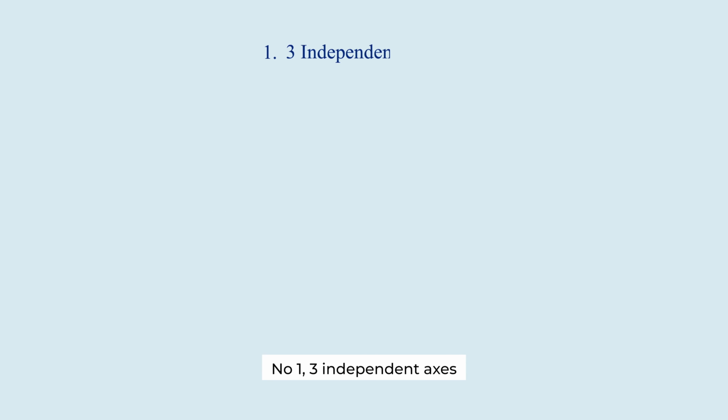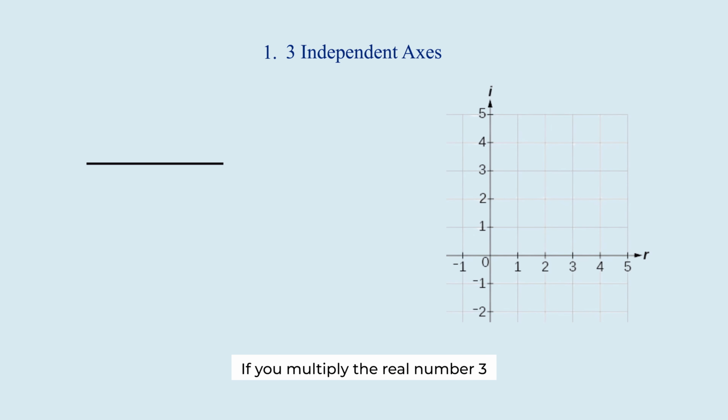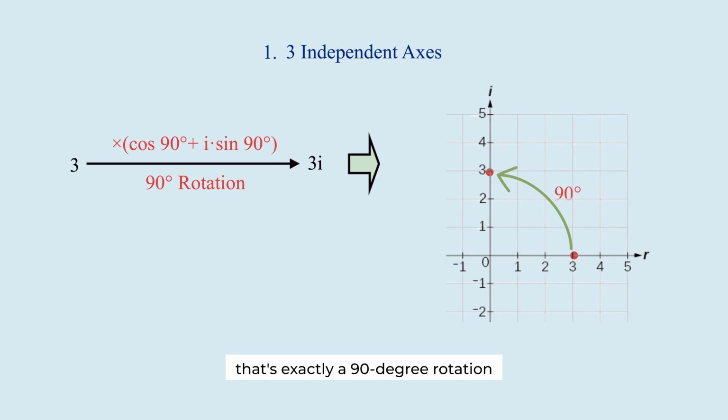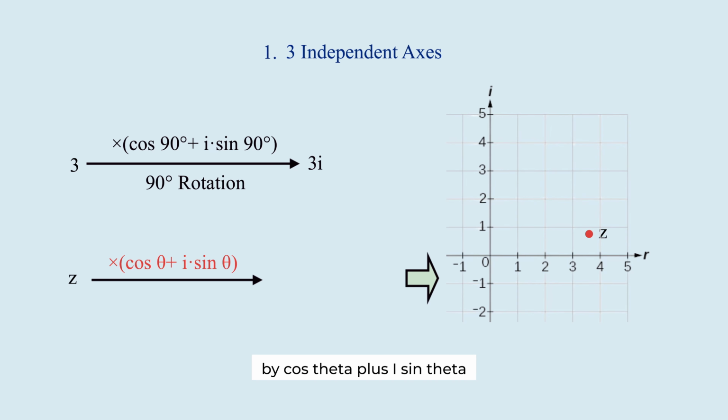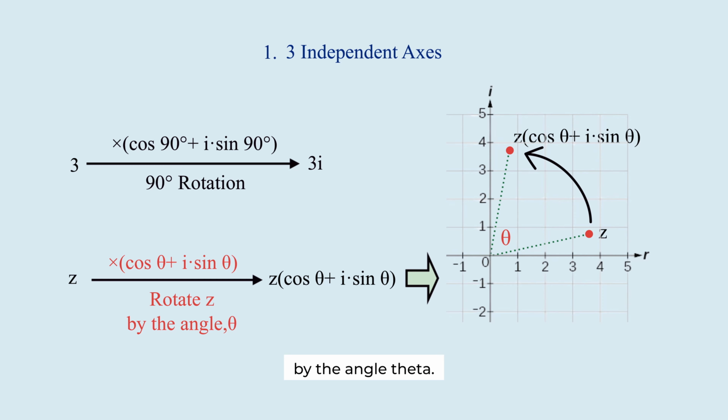Number 1. 3 independent axes. Think back to the complex plane. If you multiply the real number 3 by the imaginary unit i, you get 3i. Geometrically, the point (3, 0) moves to (0, 3). Since i equals cosine 90 degrees plus i sine 90 degrees, that's exactly a 90-degree rotation about the origin. Multiplying z by cosine theta plus i sine theta represents rotating z by the angle theta.